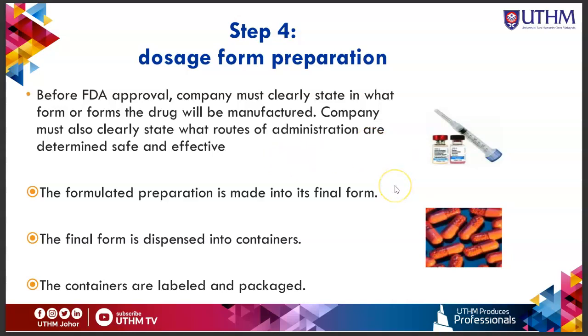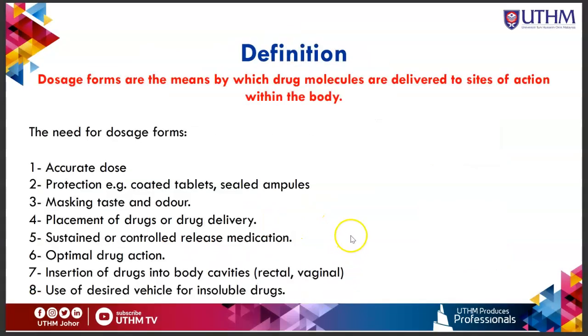The formulated preparation is made into its final form. The final form is dispensed into containers. The containers are labeled and packaged. So the definition: dosage forms are the means by which drug molecules are delivered to the sites of action within the body. The need for dosage forms is, number one, accurate dose.